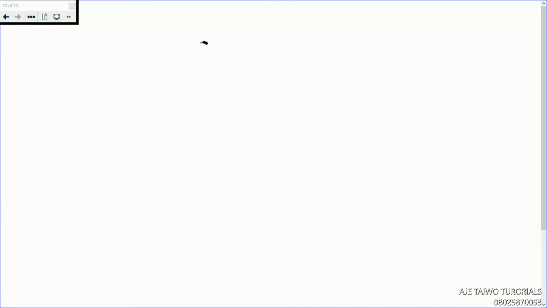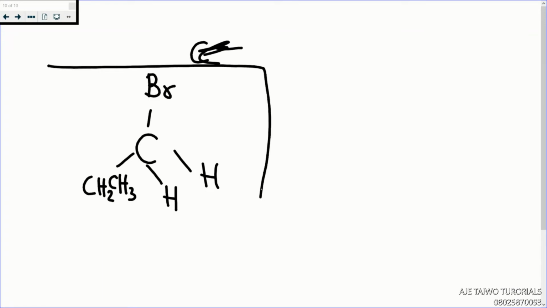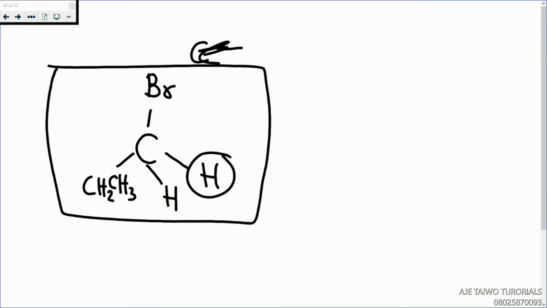Look at this. Tell me what makes this thing achiral. You will tell me now when I'm done drawing. What makes this guy achiral? It has two similar groups.